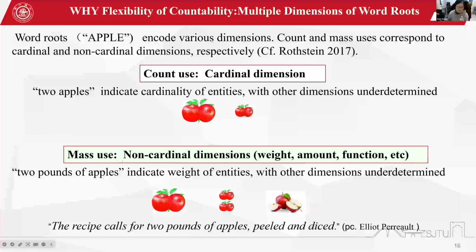And for the mass use, the structure only picks non-cardinal dimensions. Another example, if we say two pounds of apples, this indicates the dimension of weight. So other dimensions like cardinal number are underdetermined. If we talk about two pounds of apples, it could be two big apples or four small apples, or it could even be sliced apples, whole apples or apple chunks. So for this sentence, we can say the recipe calls for two pounds of apples. You can see the count uses and the mass uses correspond to different dimensions, the cardinal dimension versus non-cardinal dimensions. So this explains why we have such flexibility of countability.